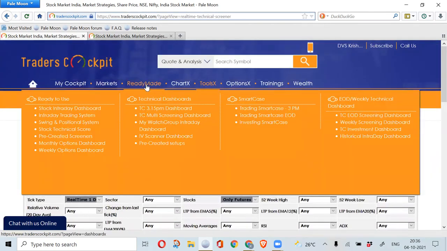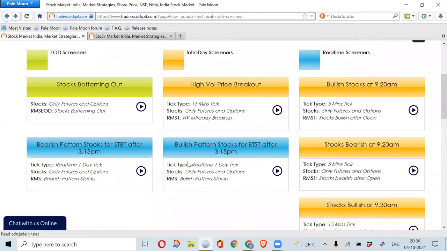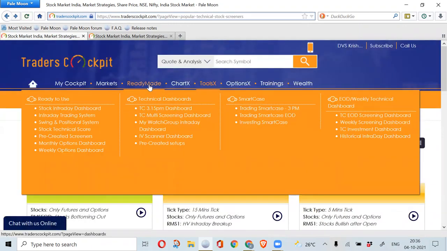For positional trades, we have two most important things in ready-made, which are swing and positional trading system. And then we also have ready to use screeners for BTST and STBT. So we have covered intraday timeframes and positional timeframes under the ready-made dashboard. Now we shall see the tools which can help us to create screeners of our own. So how we can create screeners according to our own conditions and then save the screeners so that we can get the notification alerts as well.